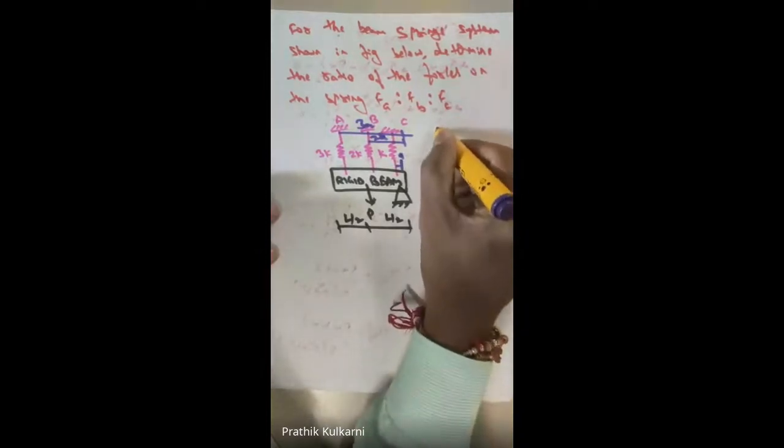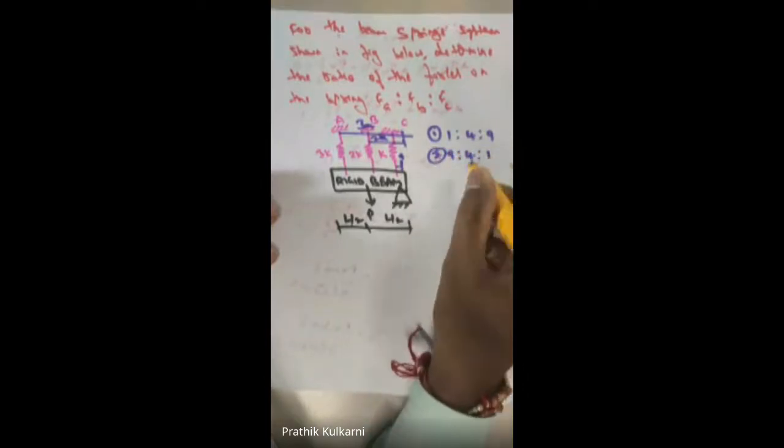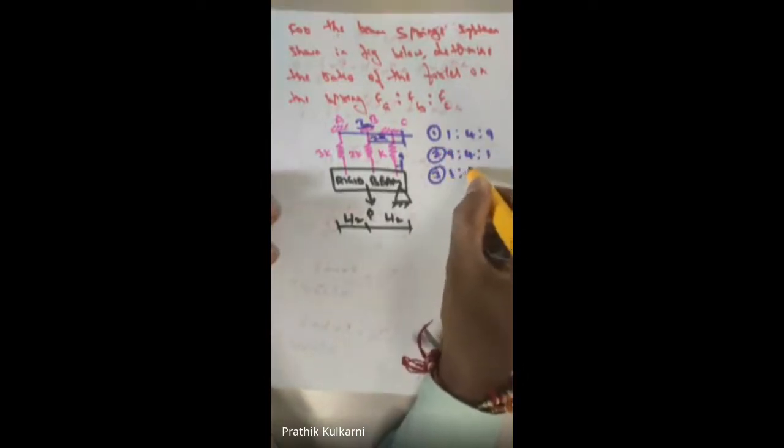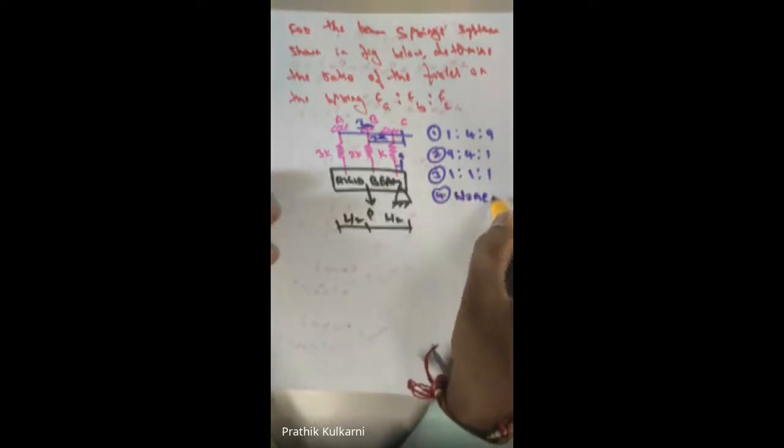So I'll even give you the options. First one is 1:4:9. Second one is 9:4:1. Third one is 1:1:1. Fourth one is none.